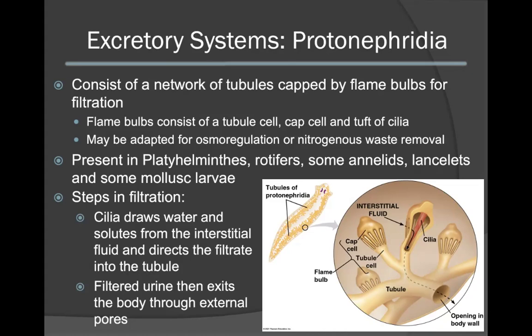With respect to filtration, the cilia will draw the water in, as well as other types of solutes from the interstitial fluid that is bathing the flame bulb. This will direct the filtrate then into the tubule. The filtered urine then exits the body, typically through an opening in the body wall or external pores. These can be found throughout the body of the organism.